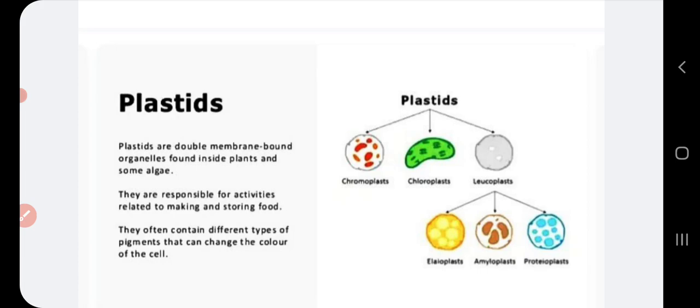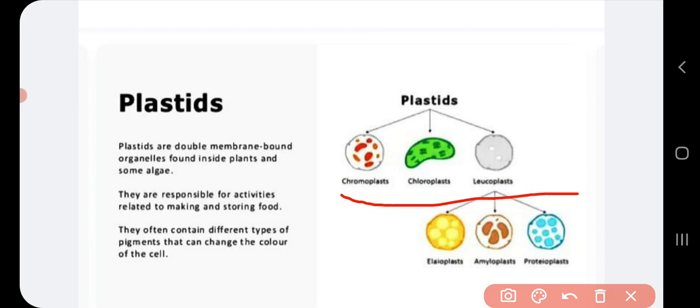Plastids means what? Plastids means chloroplast, chromoplast, leucoplast, elaioplast, amyloplast and proteoplast. ये सब plastids हैं. But chromoplast, chloroplast, leucoplast, these 3 topics only we have to learn in this class, and the other topics we have to learn in the further classes. Okay. What is plastids?